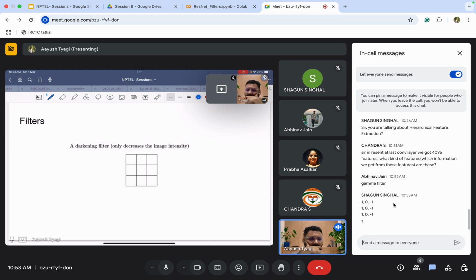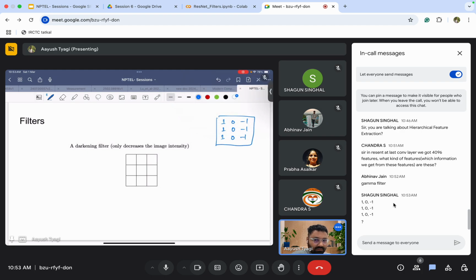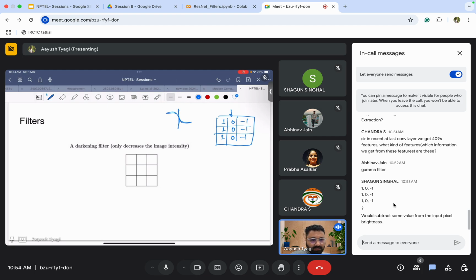Okay, so you are saying, let's just see that one. Shagun suggested this filter: 1 1 1, 0 0 0, -1 -1 -1. Why do you think that this will work? It will still be some sort of a gradient, right? These are the kinds of features it will detect. So it will detect the edge. It would subtract some value from the input pixel brightness.